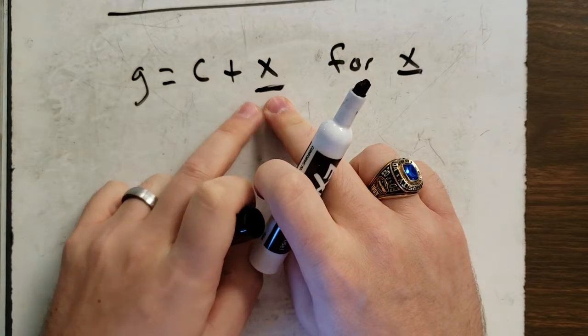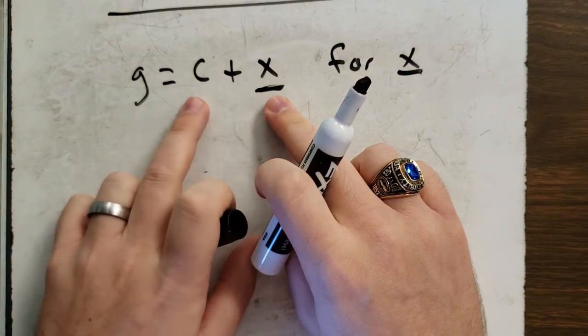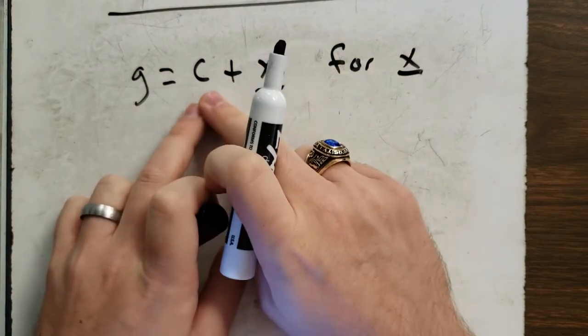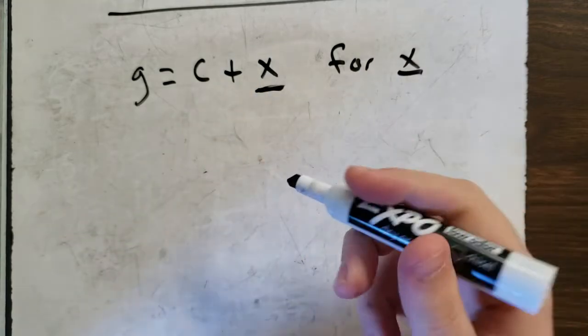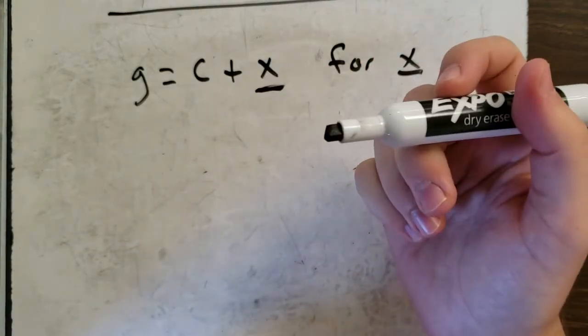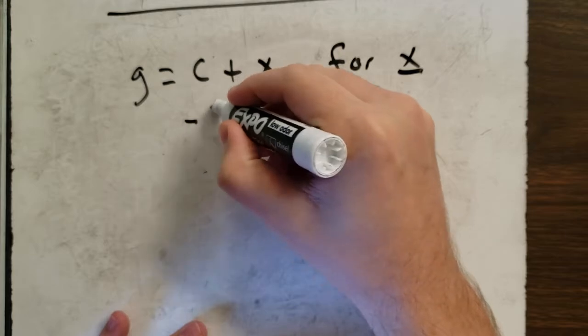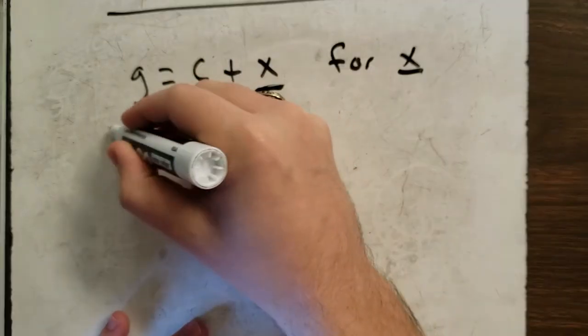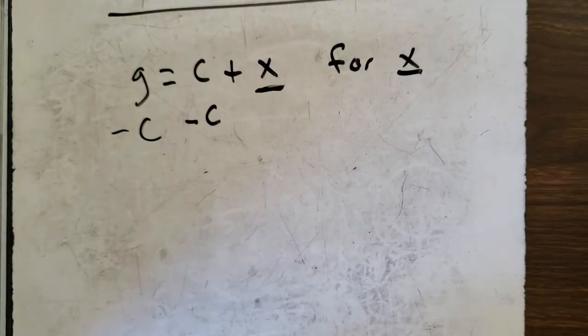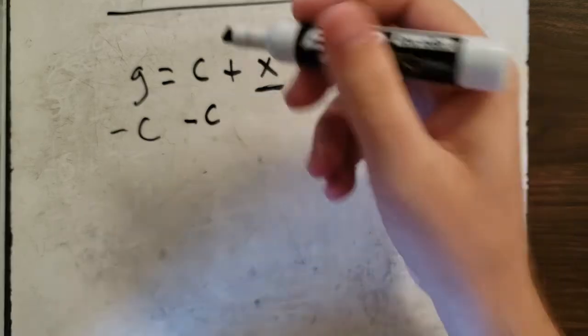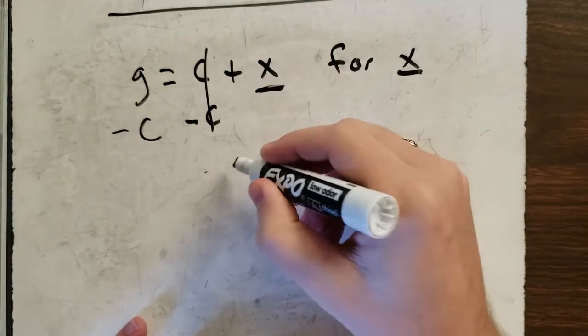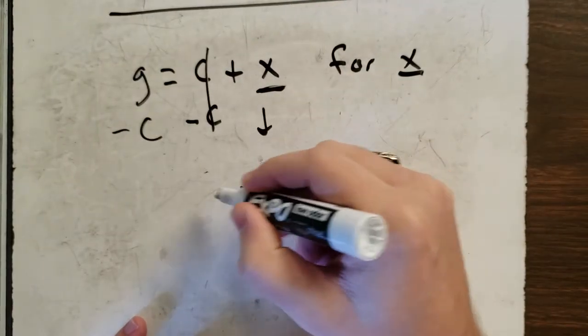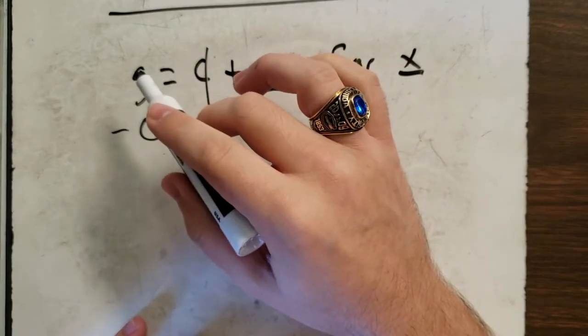Trying to get X by itself, so we have to move what's not attached to our X, which is C in this case. So we have to move our C. Well, if C is positive, we have to do the opposite and subtract it. We do minus C and minus C to that side. So when we do this, our C's here cancel out. Bring down our X. Now, when you look in here, G minus C.